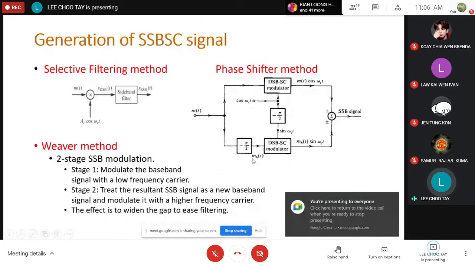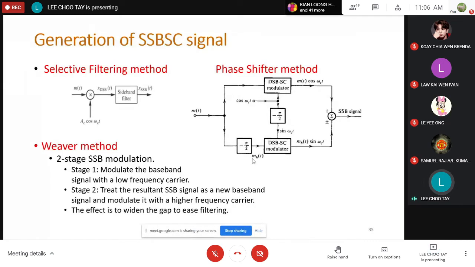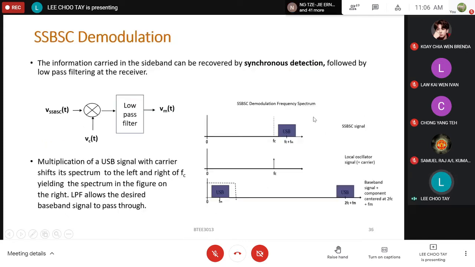Okay, so can you see my PowerPoint slide on generation of SSB-SC signal? Yes, Miss, we can see it. Good. So I believe this is where we stopped last lecture, where we talked about the three ways of generating a single sideband suppressed carrier signal. So for today, we're going to move on to the recovery of the SSB-SC signal.